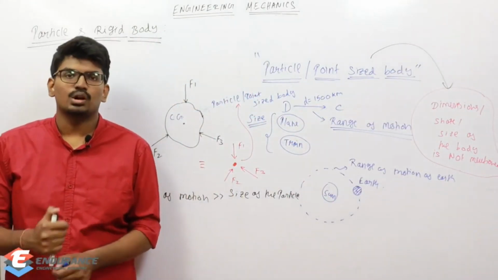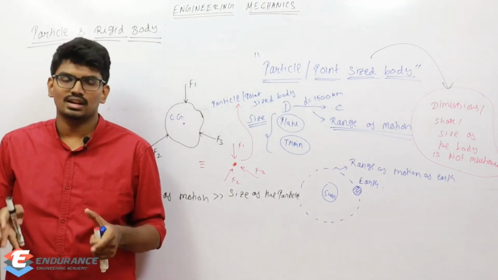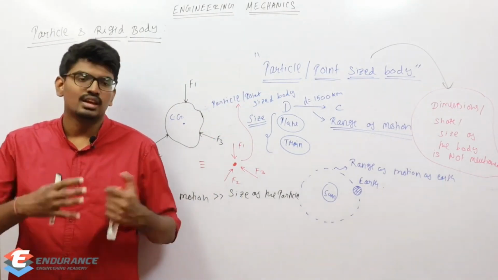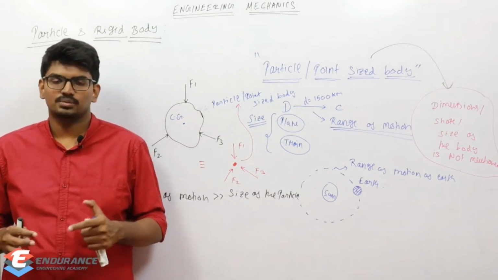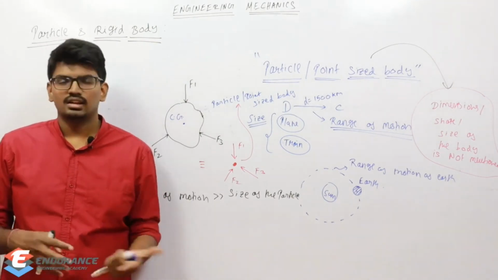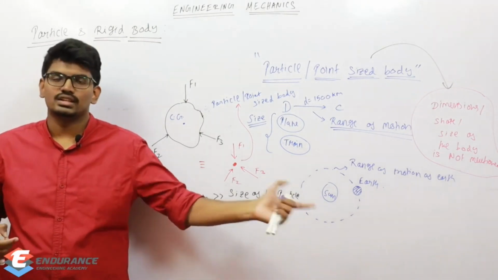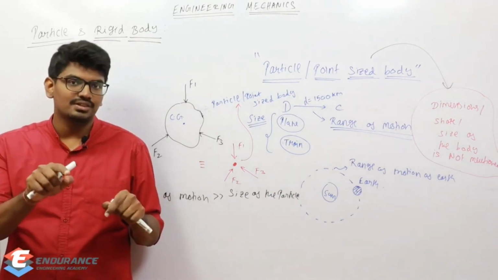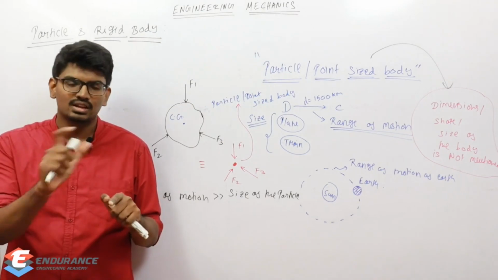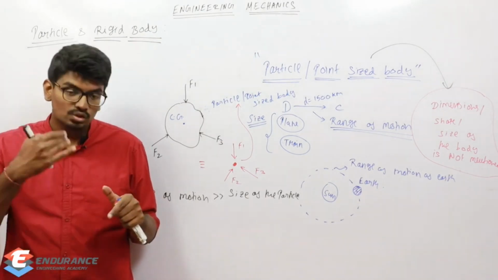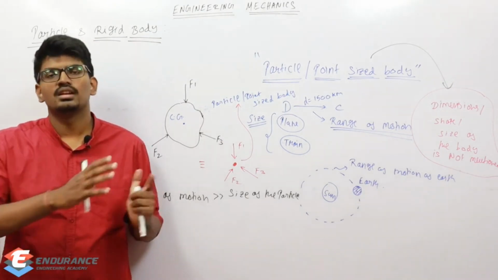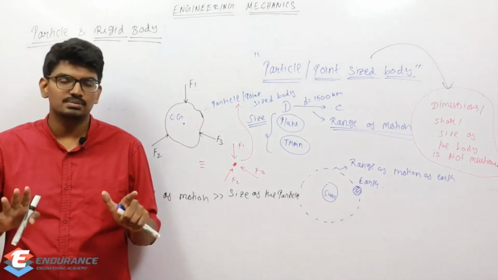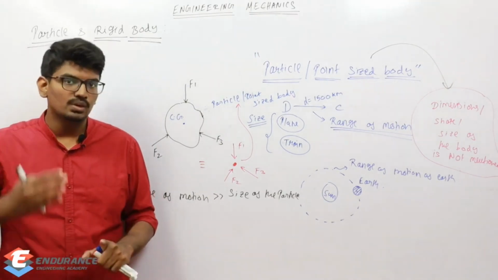For example, in a problem they say a car is traveling a distance of 100 km at a speed of some 20 km per hour, then find the acceleration or something like that. In this particular problem, they didn't say anything about the dimensions of the car, right? So I can treat the car as a point-sized body, very simple. Remember this. We will proceed to rigid body now.